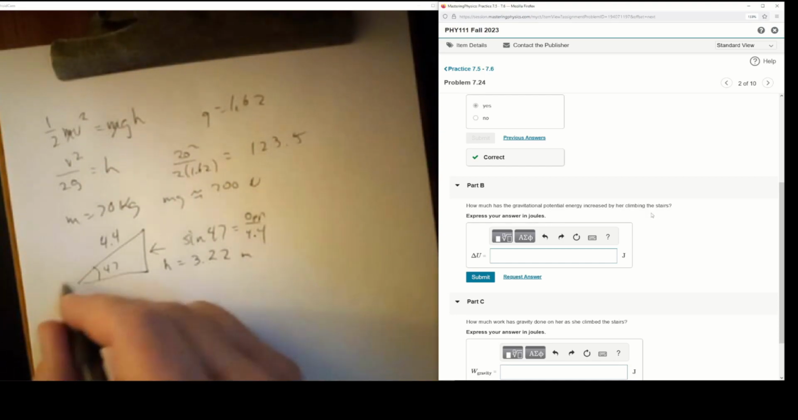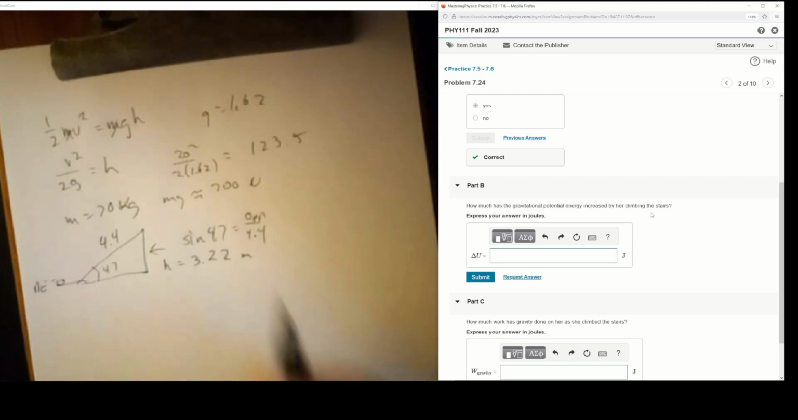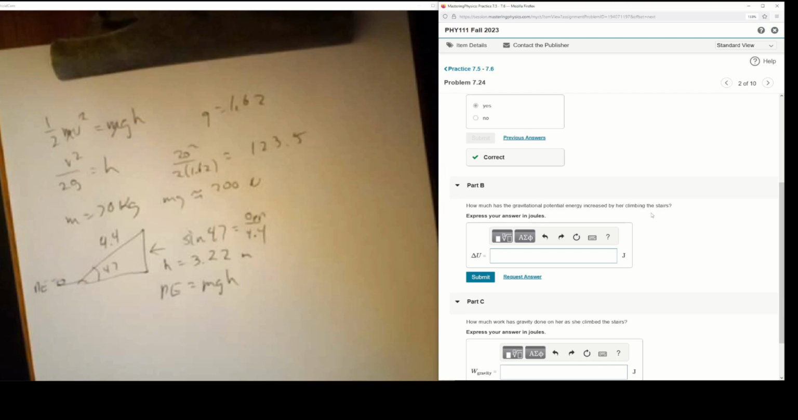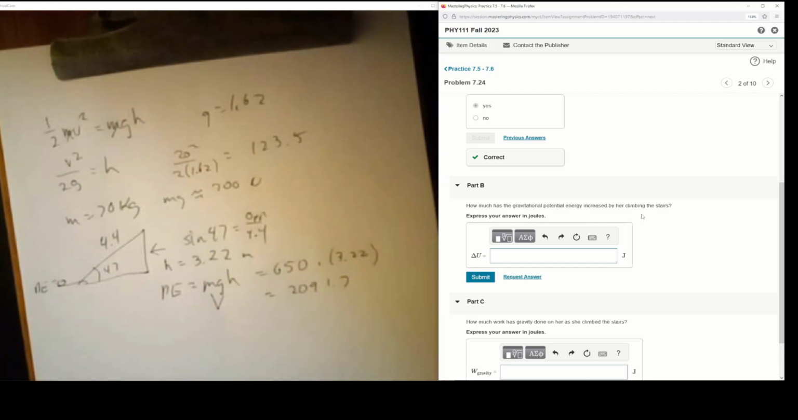Well, we went from a height 0, the potential energy is 0 at ground level, and then we went 3.22 high. Potential energy from gravity is mgh, and mg, that's the weight they're giving us. They said that's 650 for m times g. And then our height here is 3.22. To get us 2091.7.